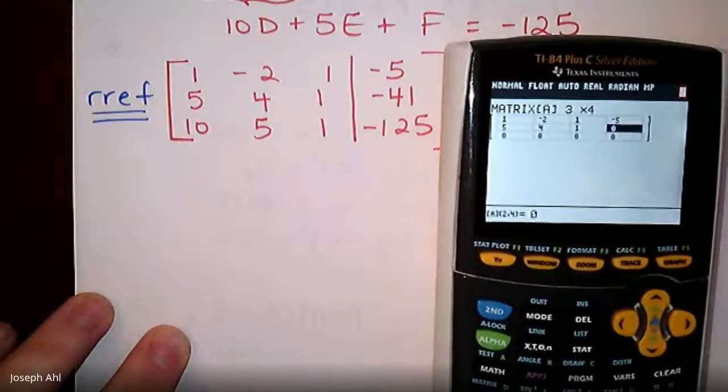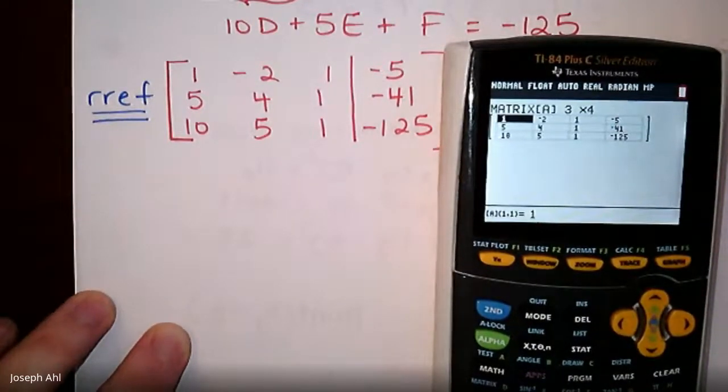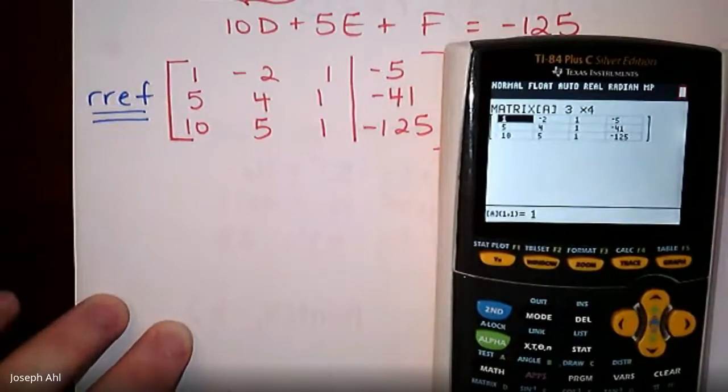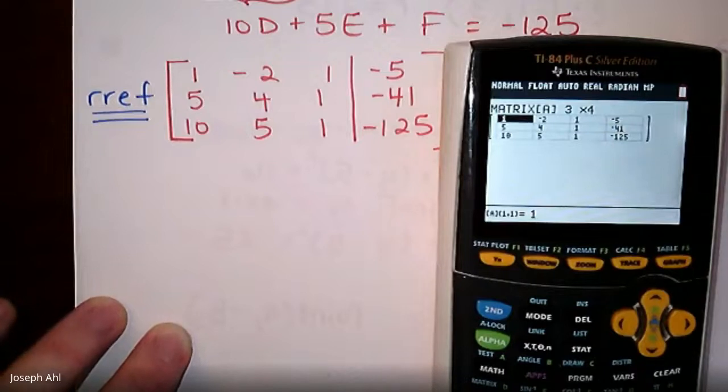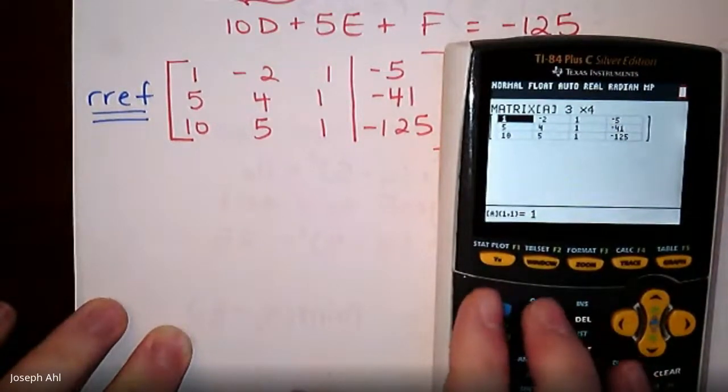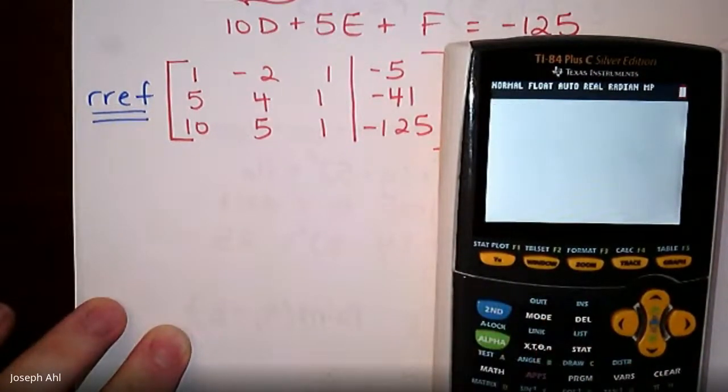5, 4, 1, -41. 10, 5, 1, -125. Okay, I'm just going to double check that those numbers all look correct. It's looking pretty good to me. Okay, so here's what I'm going to do. Once I'm done editing a matrix, you always quit that screen, go back to the home screen.